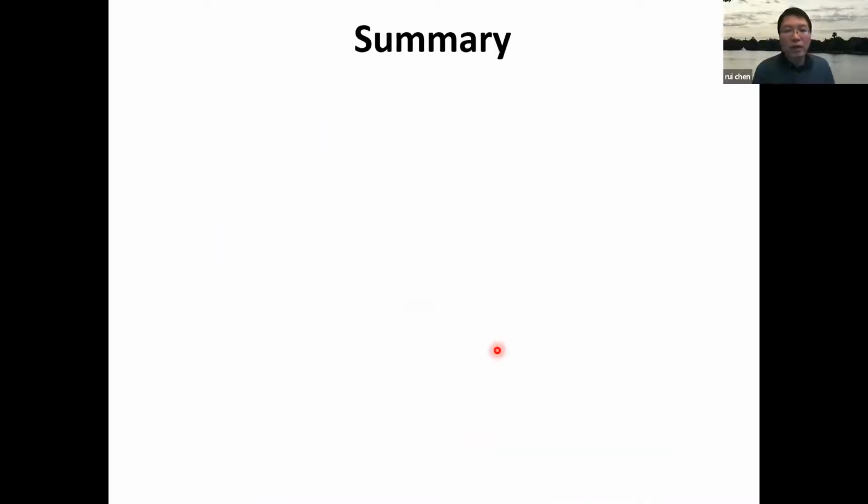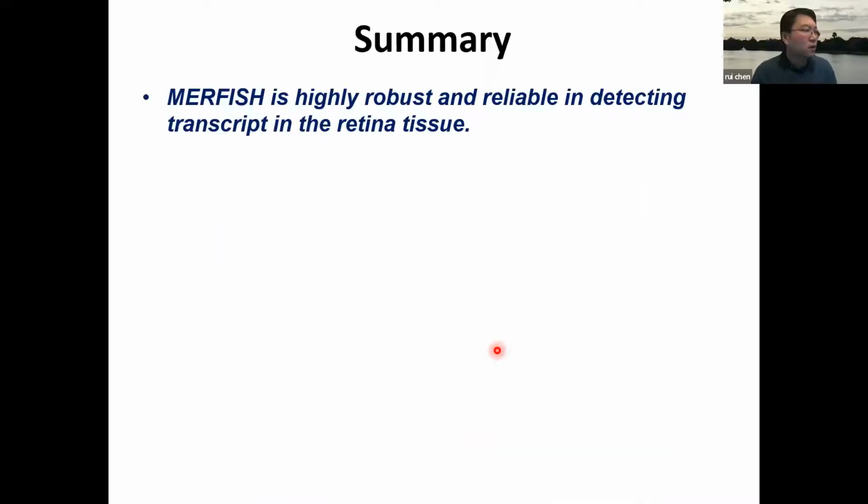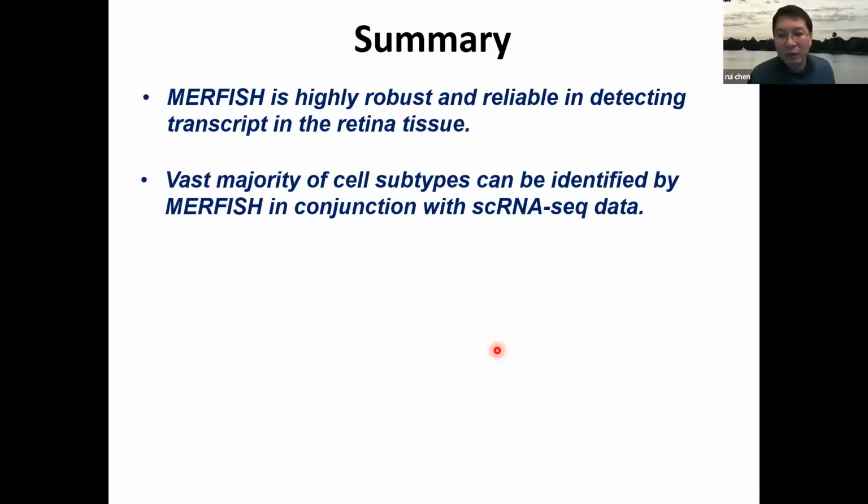So just to summarize what I have told you today. We feel MERFISH is highly robust and reliable in detecting transcripts in the retina tissue. And we think this is probably true for other cell types and tissue types, which a lot of people have already published. I think the vast majority of cell types can be identified by MERFISH, but you probably need to increase the number of markers you use, with specific focus on those cell types, or use it in conjunction with RNA-seq to achieve that.